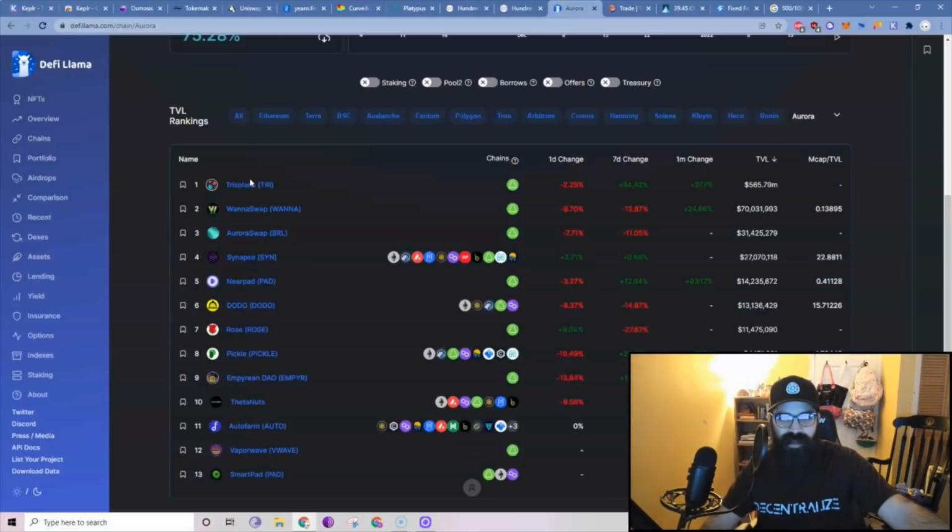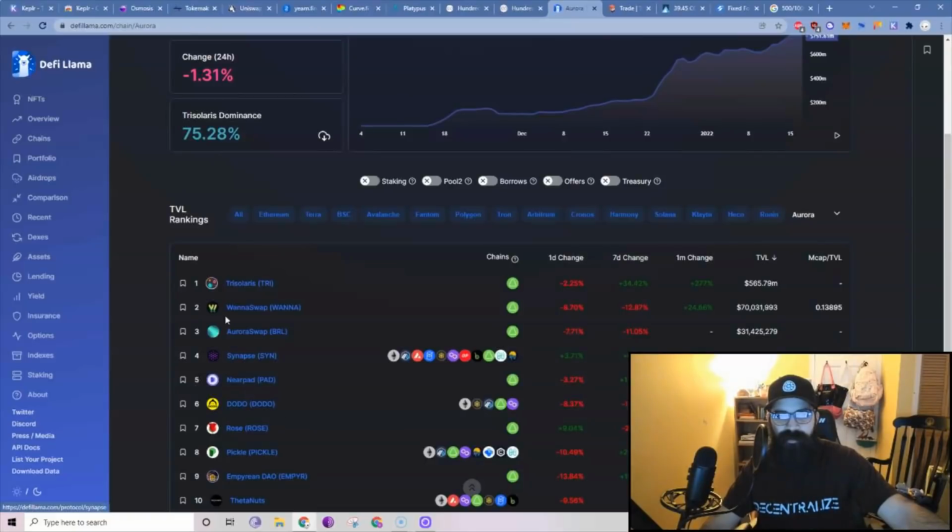So anyways, you can see that a few protocols have been added so far. Imperium DAO is a DAO, but we all know DAOs are not doing very well right now, so I wouldn't jump into that. Okay, so Tri-Solaris, this is where you would do your swapping and your LPing if you wanted to.